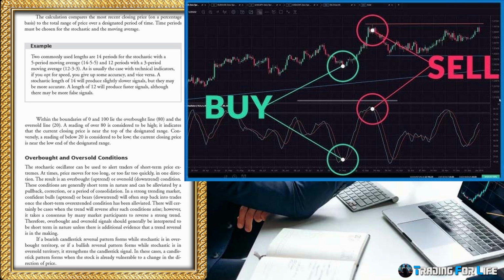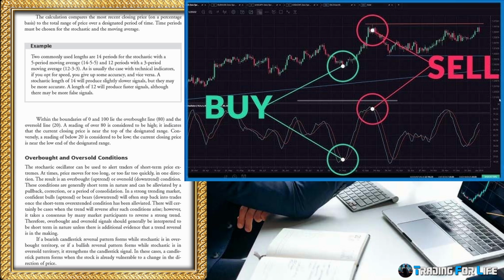In a strong trending market, confident bulls (uptrend) or bears (downtrend) will often step back into trades once the short-term overextended condition has been alleviated. There will certainly be cases when the trend will reverse after such conditions arise. However, it takes a consensus by many market participants to reverse a strong trend. Therefore, overbought and oversold signals should generally be interpreted to be short-term in nature unless there is additional evidence that a trend reversal is in the making.